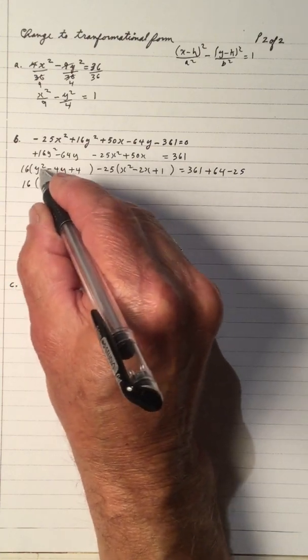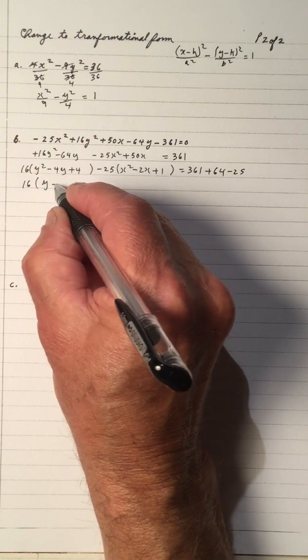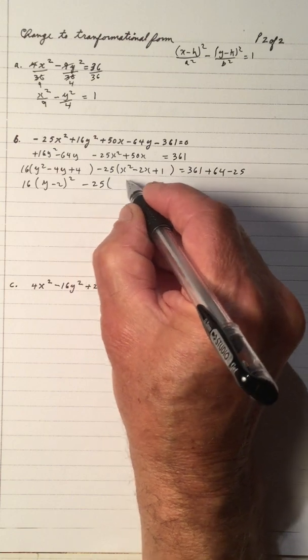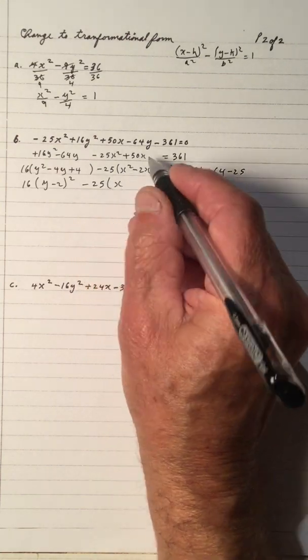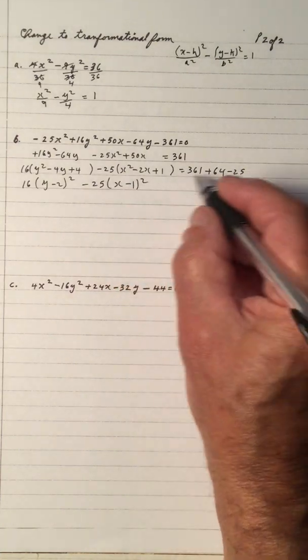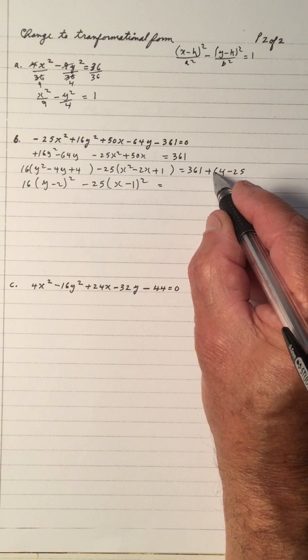This is a perfect square trinomial, so we take a y, half of negative 4 is negative 2, being squared. Negative 25, and that's a perfect square, so that's an x, half of negative 2 is negative 1, being squared. And that all adds up to give us 400.